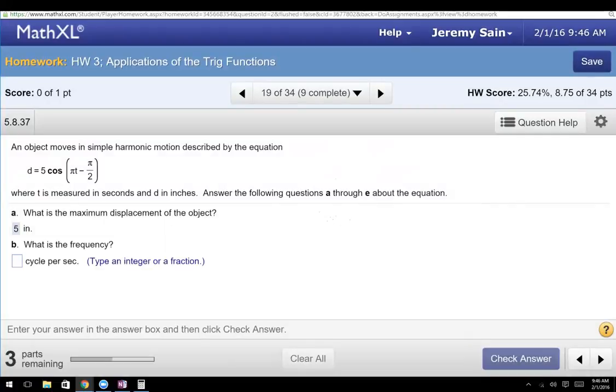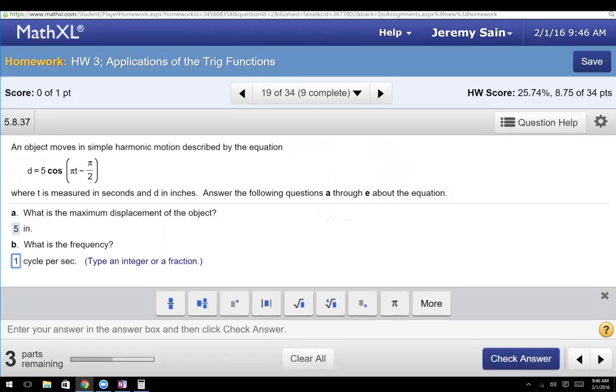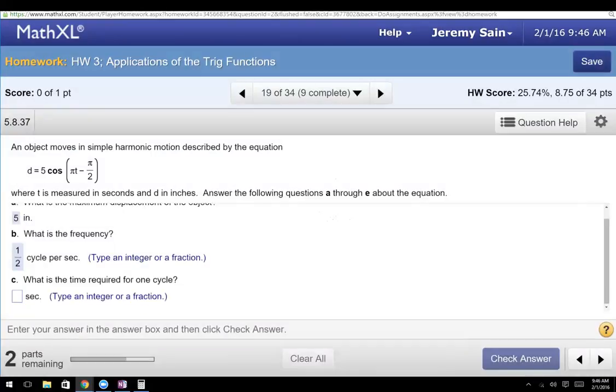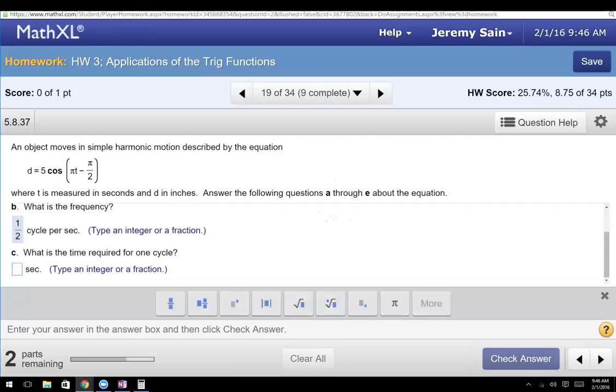What's the frequency? So you look at the pi in front of the t, right? You divide that by 2 pi. What's pi divided by 2 pi? 1/2. And if the frequency is 1/2, what does that make the period? 2. Right?